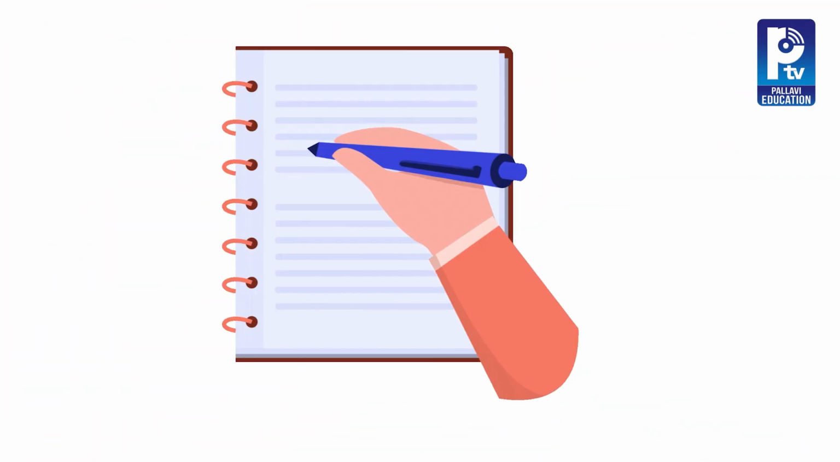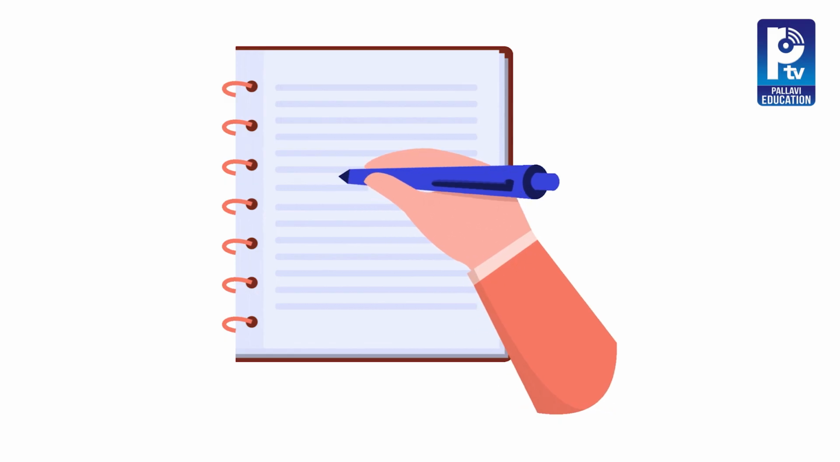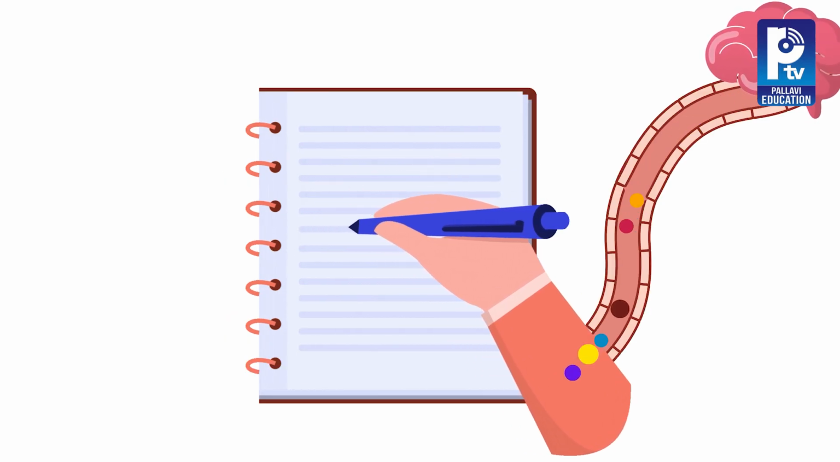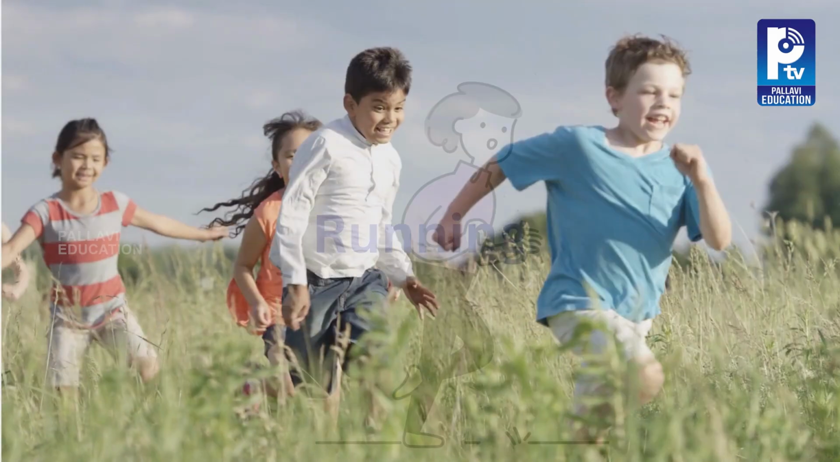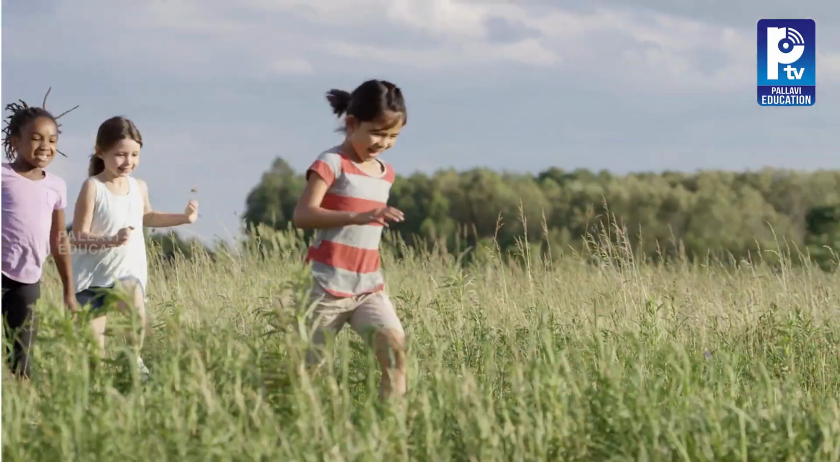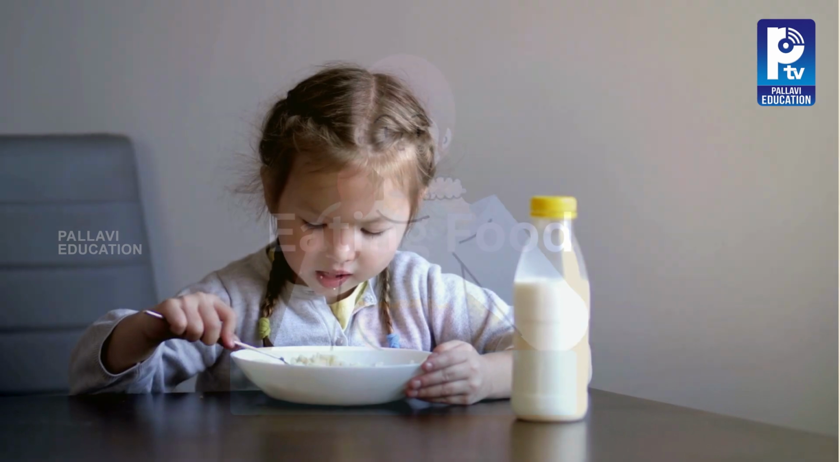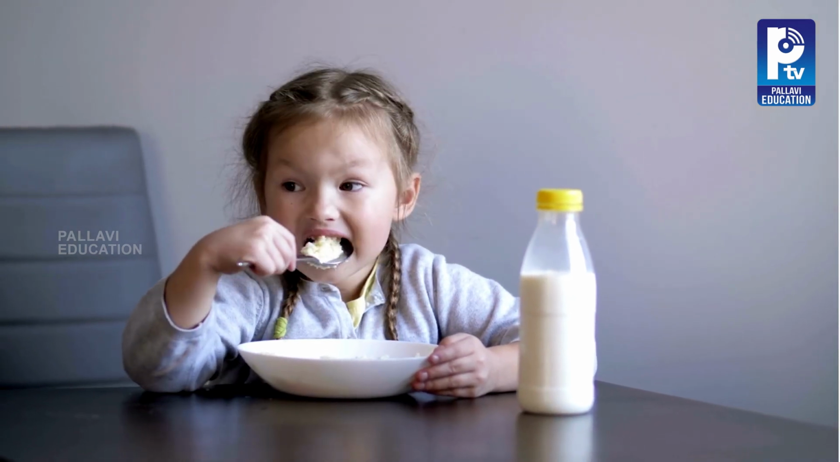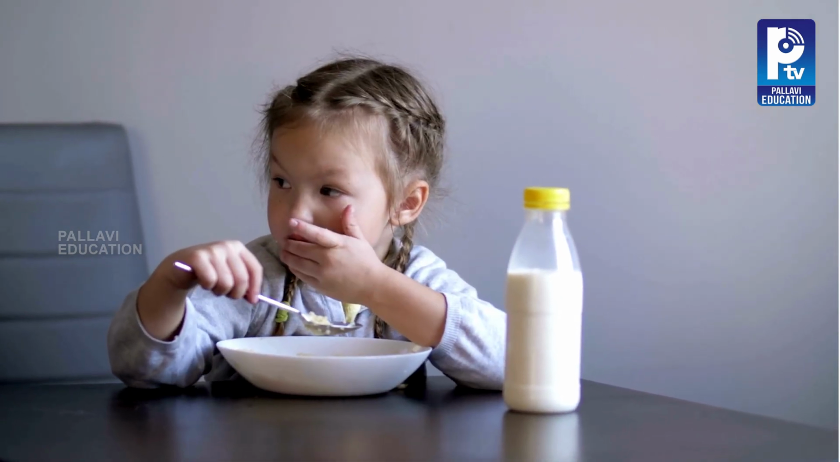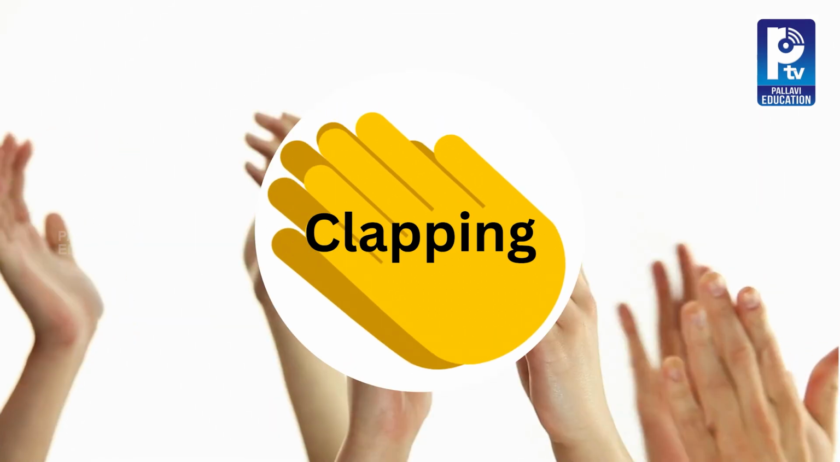Now that we've learned about voluntary movements, let's take a look at some everyday examples of the movements that you control. Writing. When you pick up a pen and write your name, it's your brain guiding your hand to form the letters. Running. When you decide to race your friends, every step and turn is a voluntary action. Eating food. From picking up a spoon to chewing your food, you control every step of the process. Clapping. When you clap to applaud someone, it's a voluntary action initiated by your decision to do so.